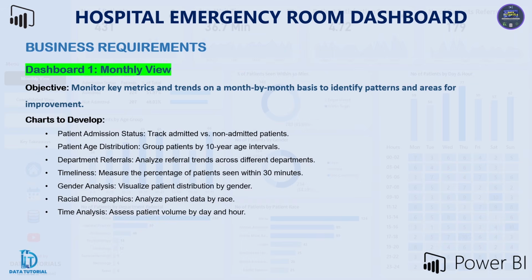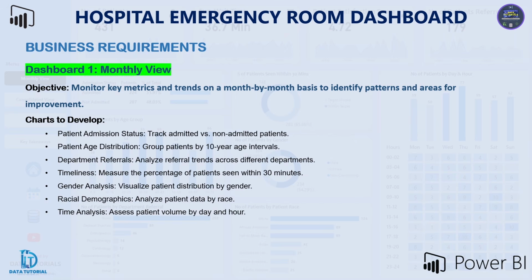All right. So now let's move ahead. So based on our first requirement of first dashboard, the KPIs will be the same on all the dashboards, or it will be for the first two dashboards, I can say. But we will see actually on the first dashboard what we are going to design, and it is nothing but the monthly view, right? So on the first dashboard, we are going to find out the monthly view where we will monitor the key metrics and trends on a month by month basis to identify the patterns and areas for improvement, right? So monthly view we are going to find out.